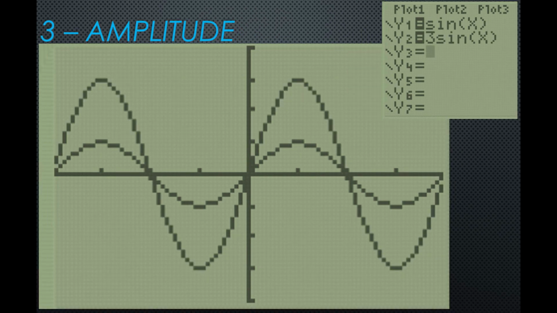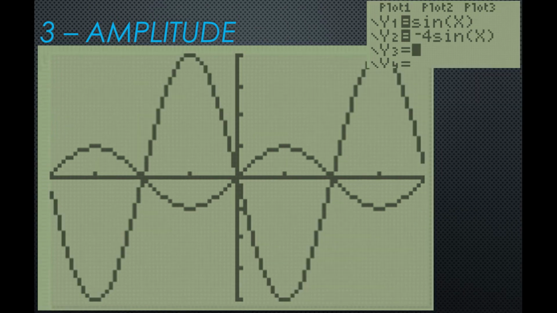Now, on this one, I graphed the same graph I had on the last slide. So it still has the sine of x, and that's the lower one. And then the second one, I just did 3 times sine of x. So an amplitude of 3, so it's going up 3, down 3. So it's going up higher and down lower. So the amplitude is the only thing changed here.